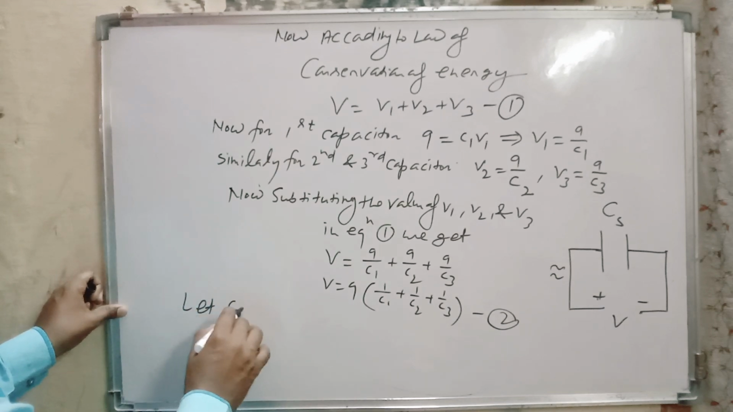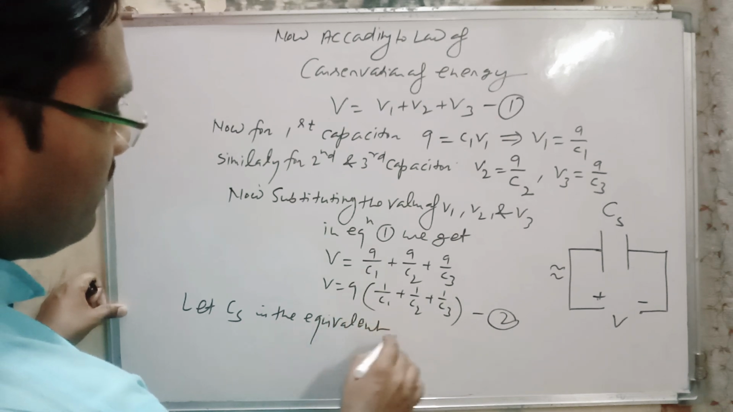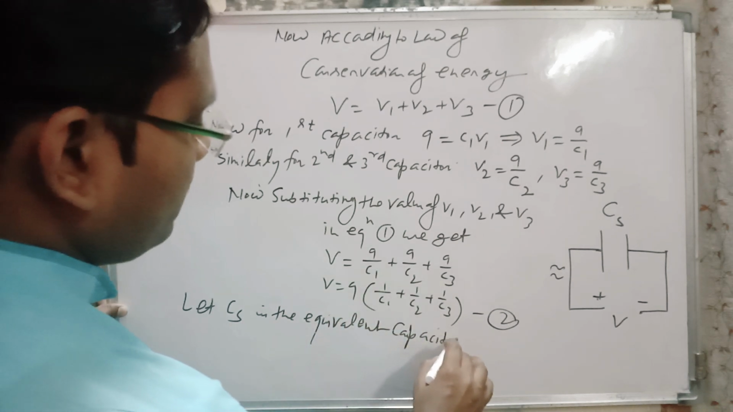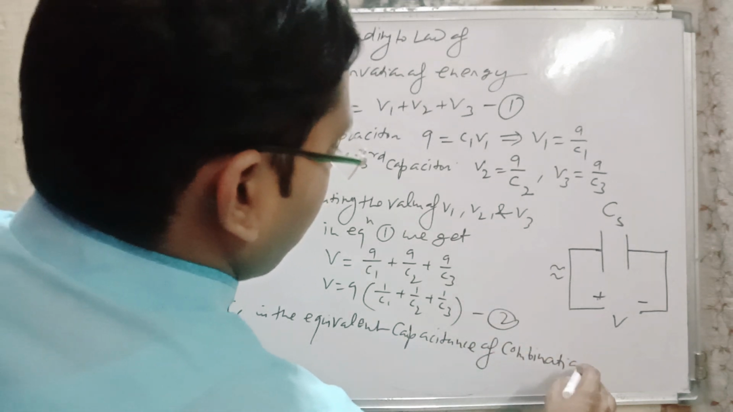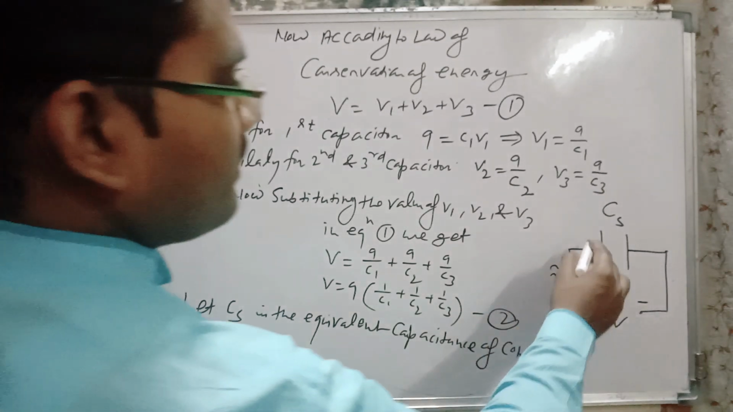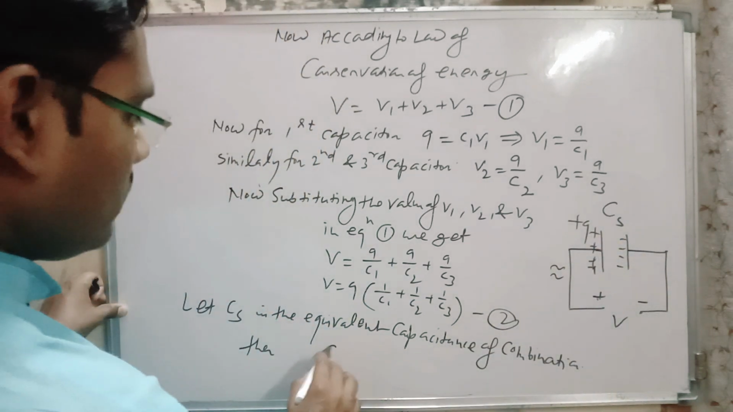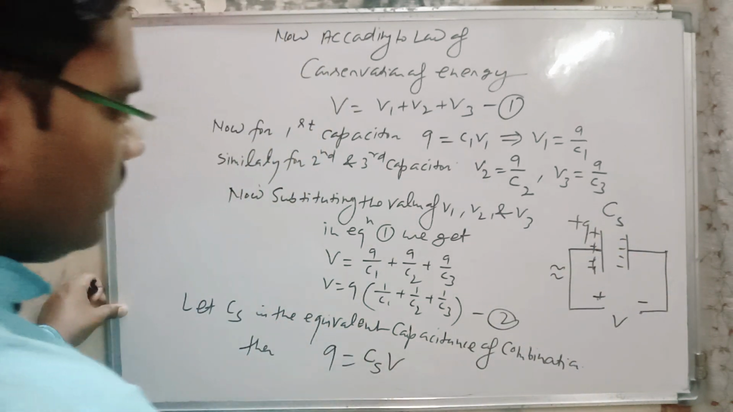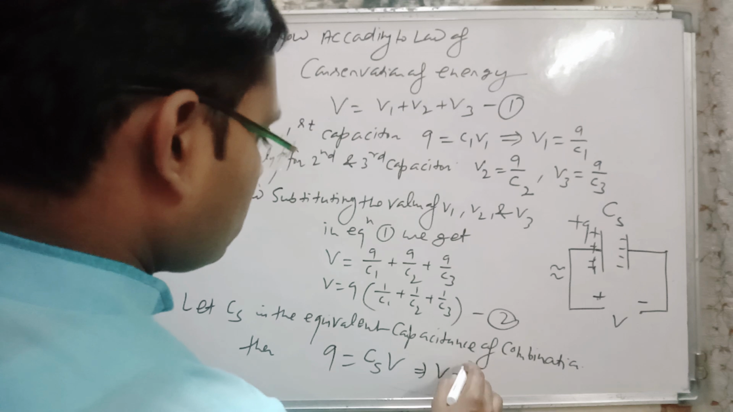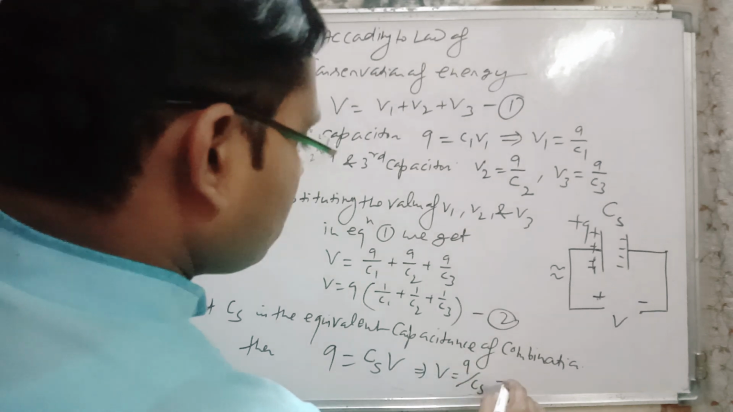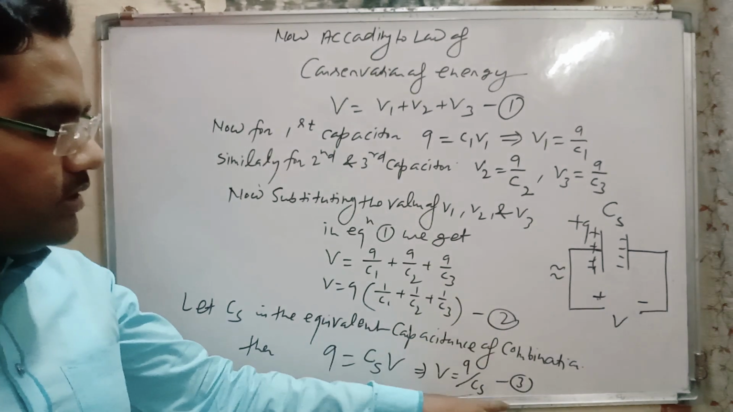Now let Cs be the equivalent capacitance of the combination. Then this one is the positive charge, this one is the negative charge, it has charge plus Q. Then Q is equal to CsV. Now here V is equal to Q divided by Cs. This one is equation number 3. Now we equate equation 2 and 3, we get the result.